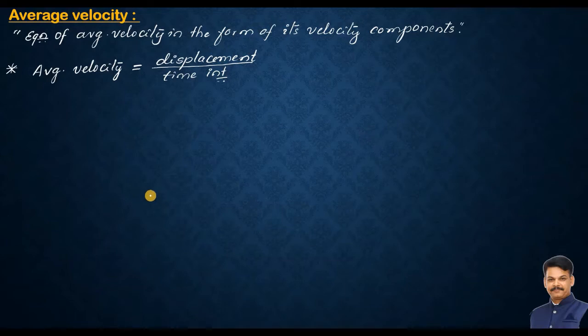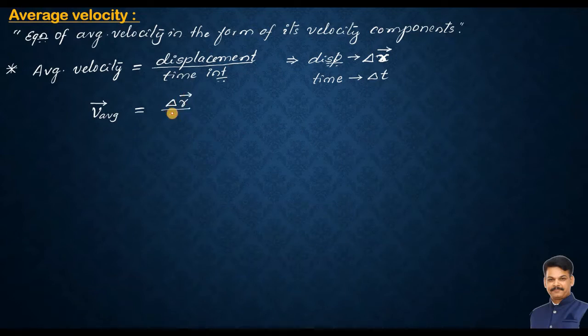But if the displacement is represented symbolically in the form of a displacement vector, delta r, and the time interval is represented by delta t, so that delta r is the small displacement which has happened in the time interval delta t, then the average velocity, usually represented by v average, can be written as the displacement vector divided by the time taken.